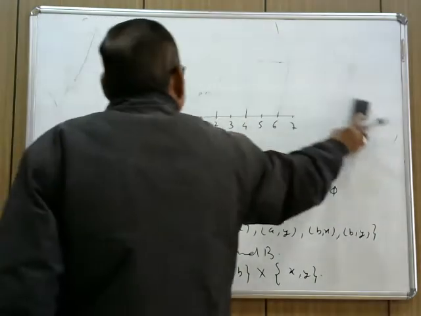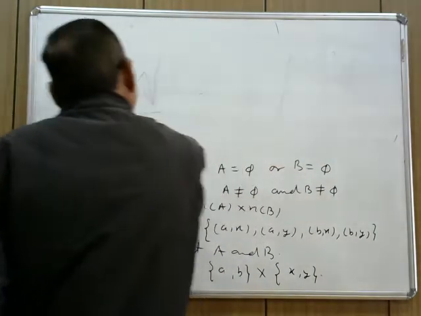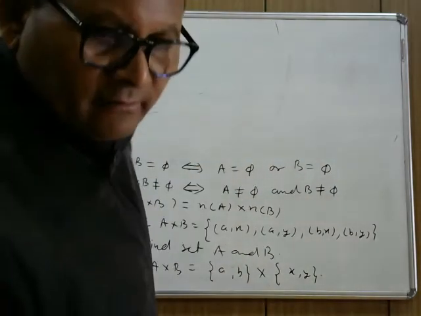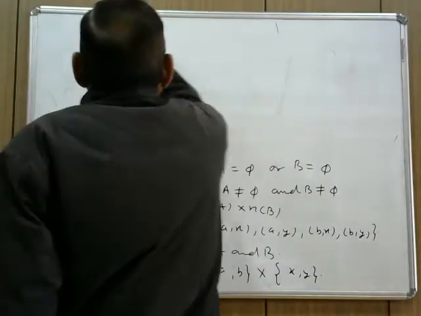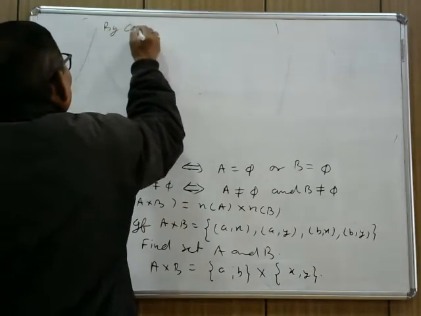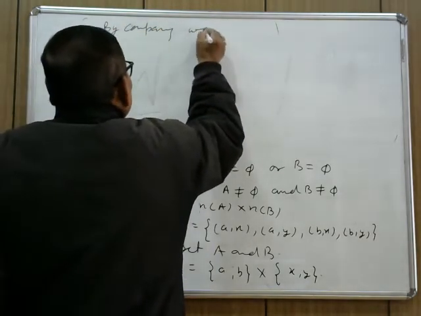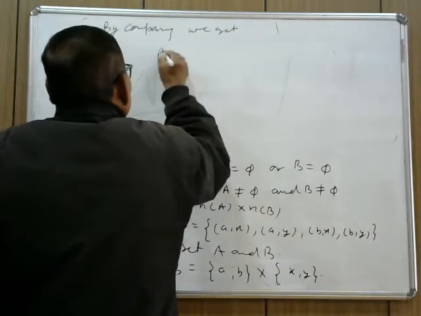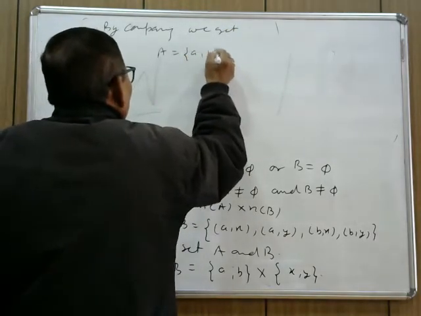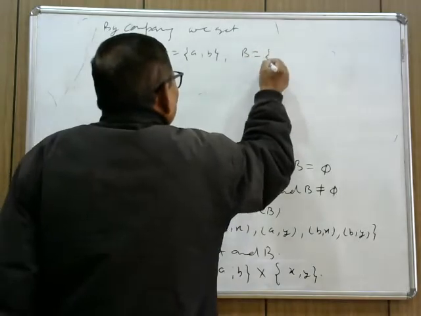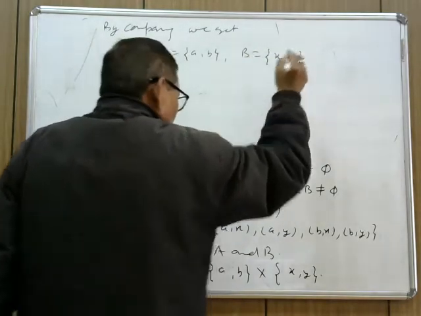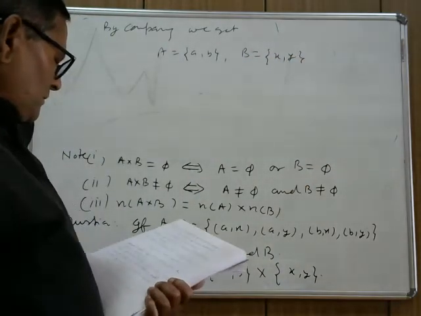By comparing both the sides, we get set A equals {a, b} and set B equals {x, y}. There are two sets A and B.